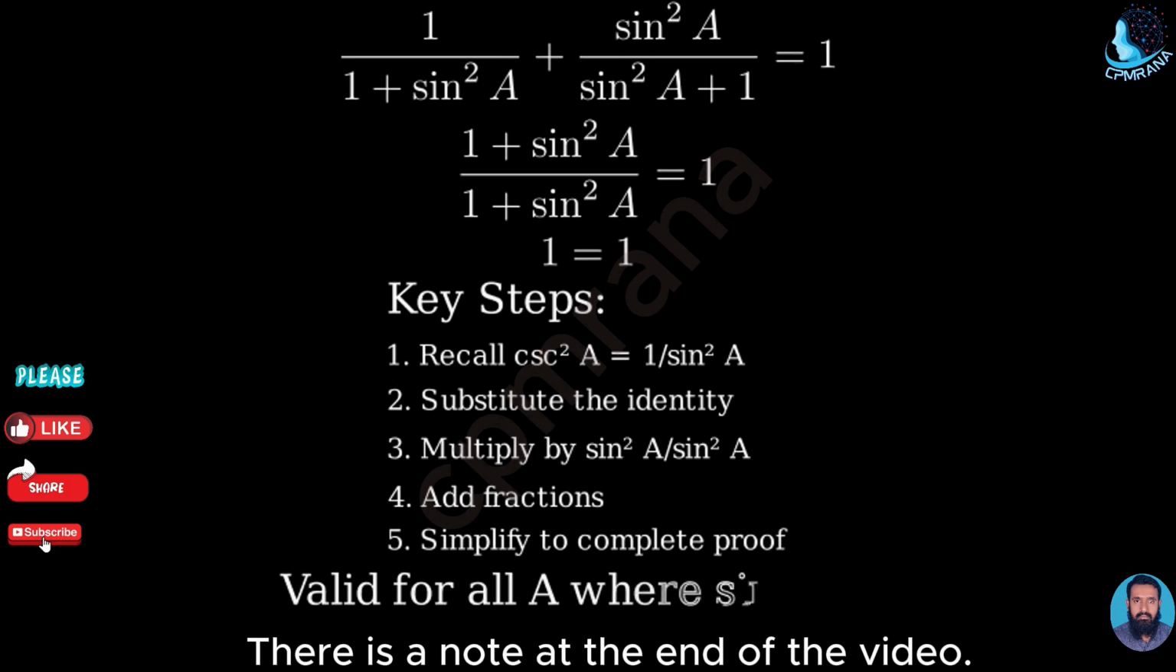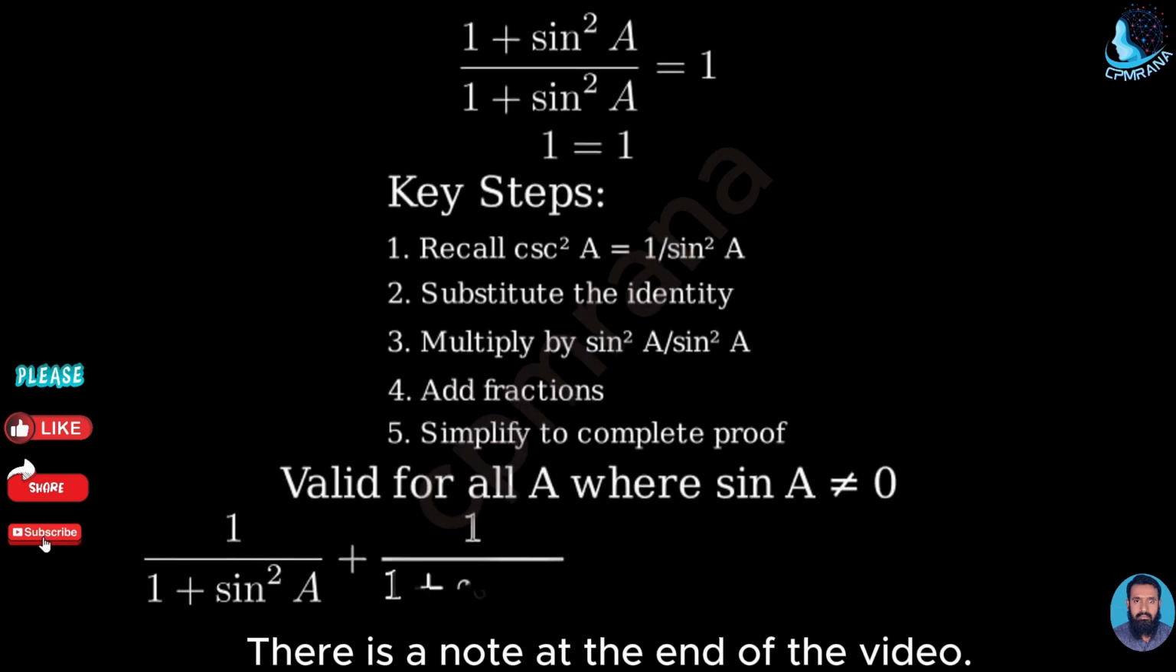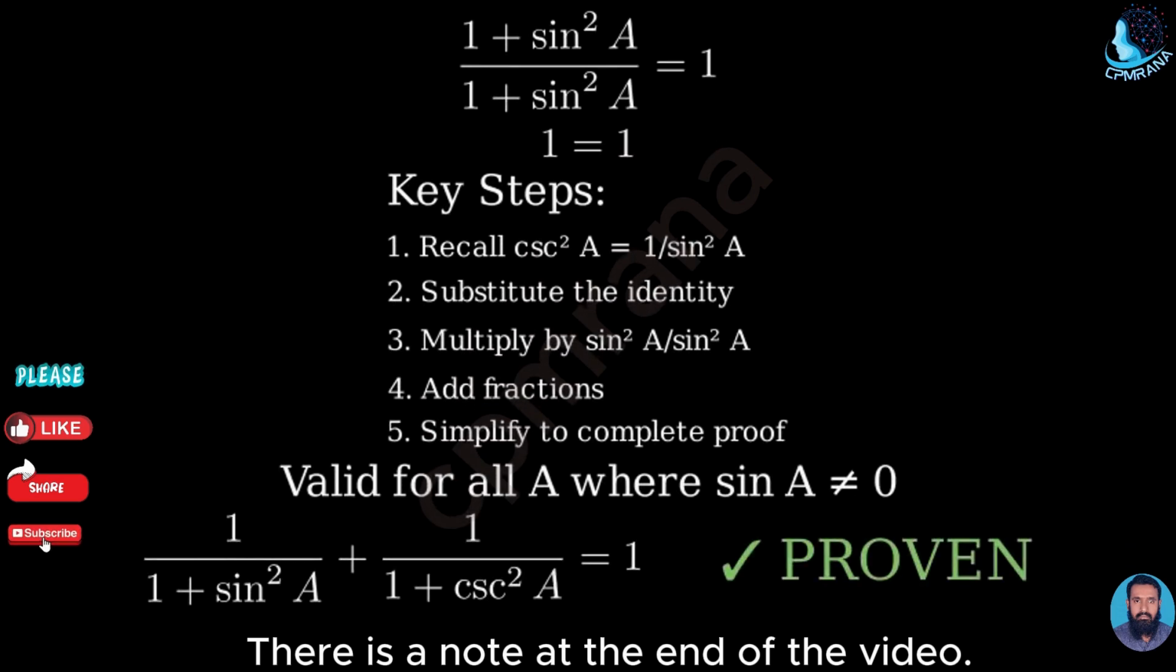Remember, you can verify this identity by plugging in specific values for a, but our algebraic proof shows it's true for all values where these expressions are defined. And that concludes our proof of this trigonometric identity.